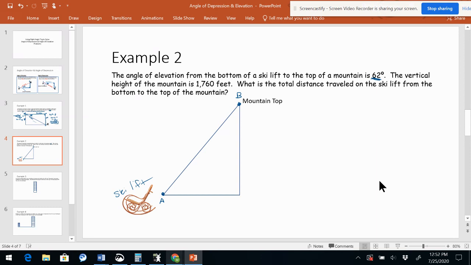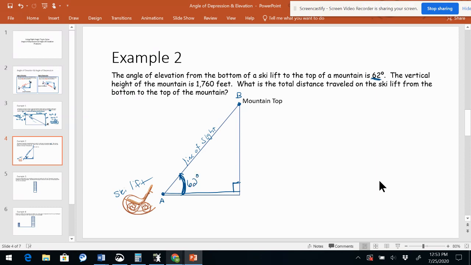So this is my line of sight here between the two objects, and I'm looking up, so it is an angle of elevation. And my horizontal line is drawn here. So this is my right triangle. My angle of elevation is going to be given by my angle between my horizontal line and line of sight. So I was told that is 62 degrees.